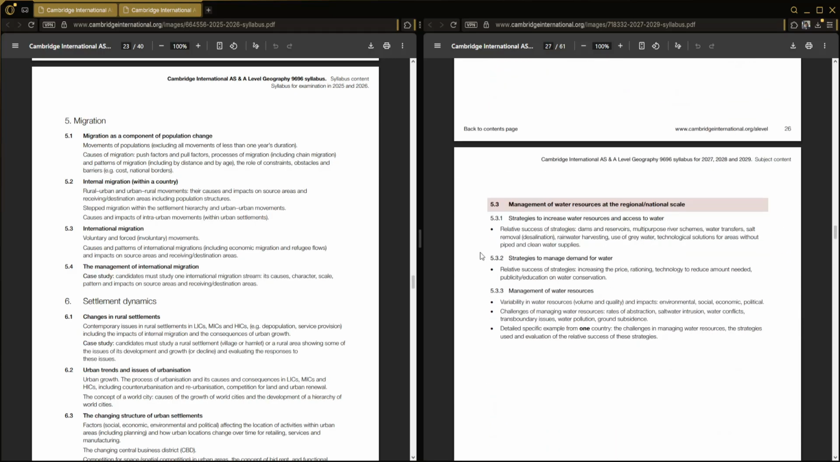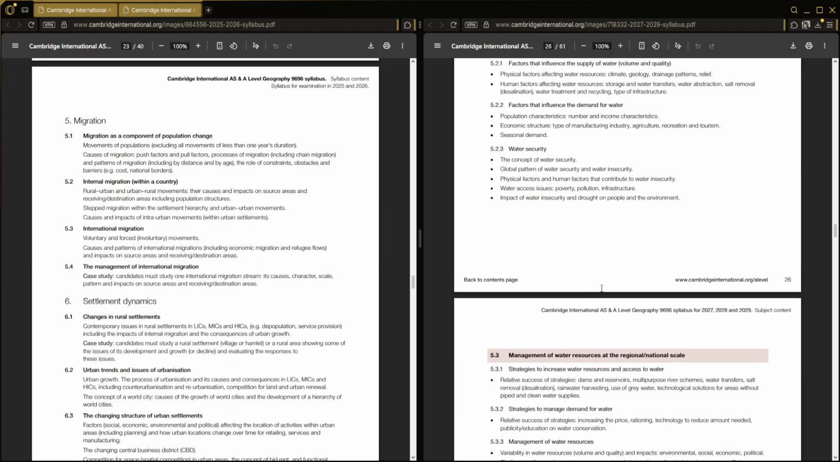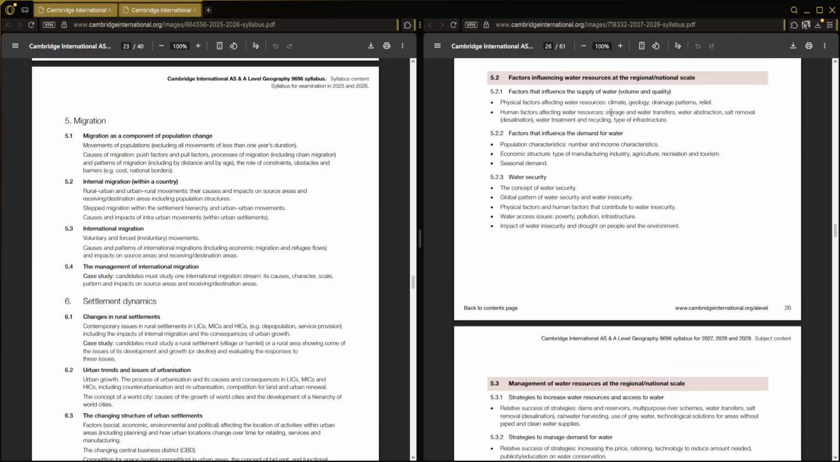Now we move on to the last subtopic, 5.3, management of water resources at a regional/national scale. 5.3.1, strategies to increase water resources and access to water, which is the success of strategies like dams, reservoirs, desalination. But when you think about it, that's the same thing as up here. Storage and water transfers, that's dams, reservoirs, that's multi-purpose river schemes, that's water transfers.